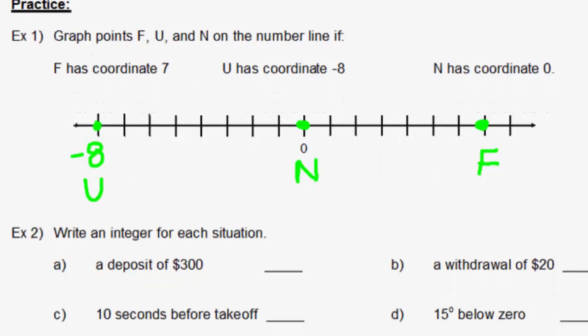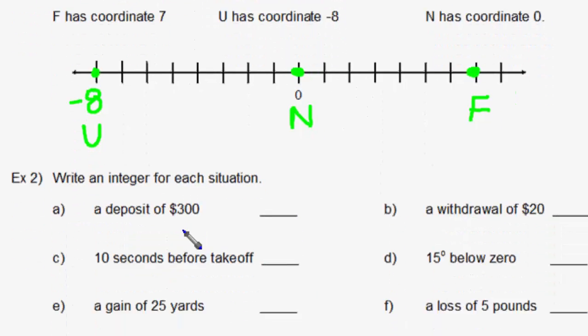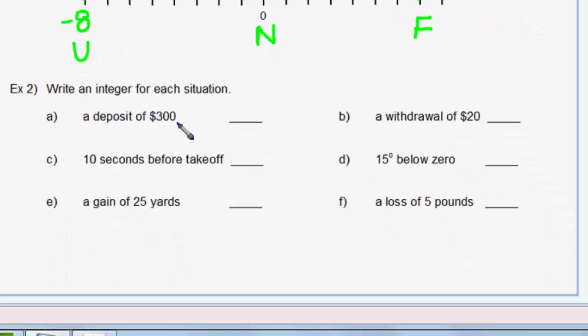Next section here, you're going to write an integer for each situation. For this section, you're going to write an integer, like -1, +6, 10, anything like that that would go with this information. So I'd like you guys to try this and see how you do. I'll give you a couple of them.